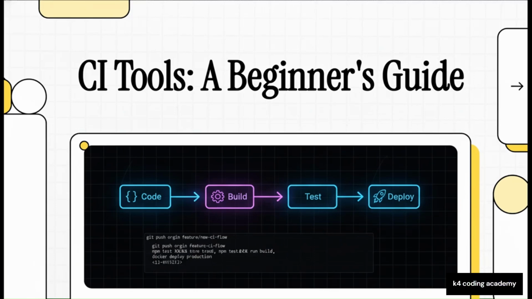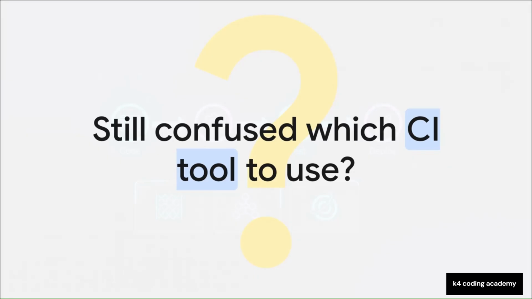All right, let's talk about something that's absolutely central to modern software development: continuous integration, or CI tools. If you've ever felt totally lost looking at all the options out there, trust me, you are not alone. Does this look familiar? Jenkins, GitHub Actions, GitLab CI, CircleCI. The list just keeps going. It's a massive point of confusion for pretty much everyone starting out. Which one's the best? Which one should I use for my project? It can be a real headache.